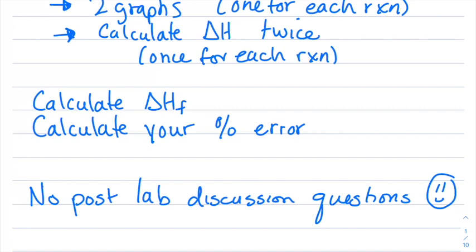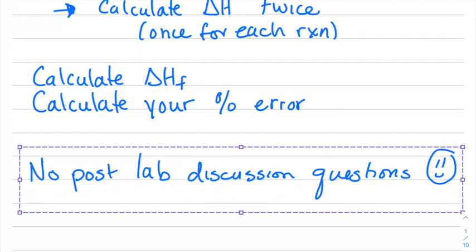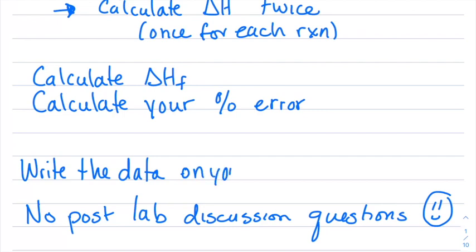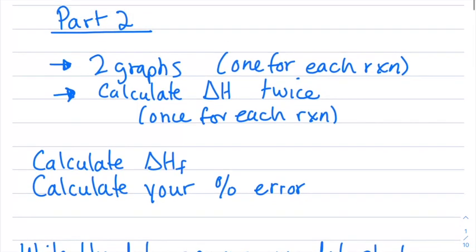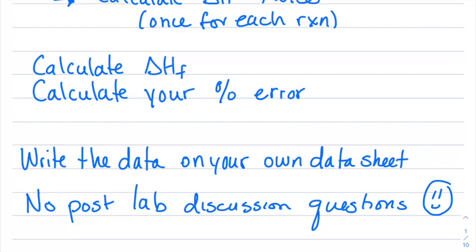There's no lab discussion questions, and I should note on here that I do want you to complete your data sheet. So write the data. Just like always, I want you to copy the data down from the sample data onto your data sheet, and then you're going to complete the bottom part, the calculations that we talk about right here. And make sure data is always written in pen.